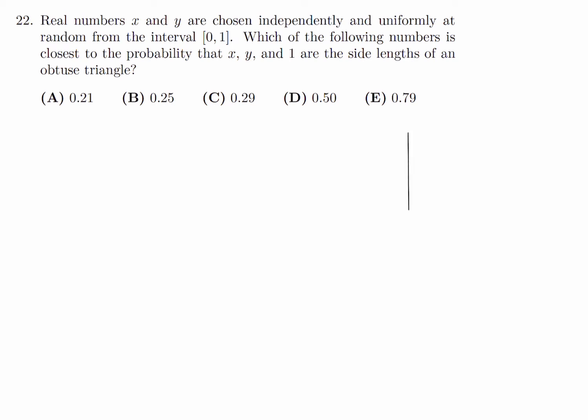Well, you can have a right triangle and you can have an obtuse triangle. What is the difference? It all has to do with the angle. So, for example, in the first one, this is obviously a right triangle. We put x here, y here, and 1 here. Now, x and y are chosen in this interval. So that means that 1 is going to be the hypotenuse.